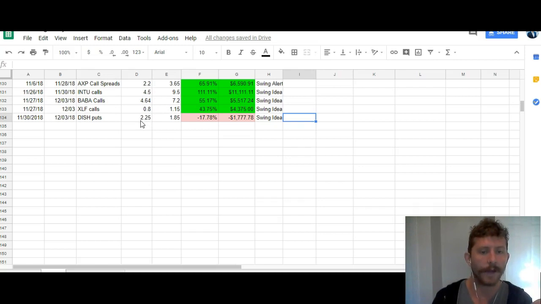Bought at 225, sold at 185, and exited for a 17% loss, for almost an $1,800 loss. So you can see that our losers are much smaller than our winners, and that's how you have to keep it if you want to trade profitably.